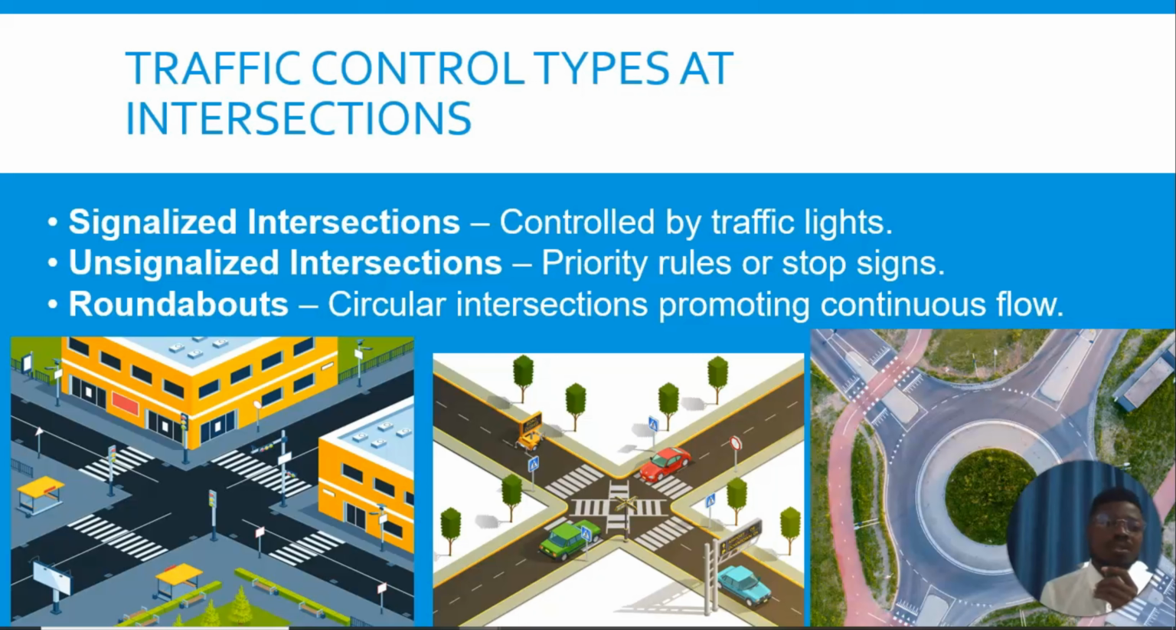So that is what we call the scrambled intersection, but we're not focusing on that right now. We're focusing on the signalized intersection, which means it is controlled with traffic signals, traffic lights most especially. But the unsignalized one uses yield signs or stop signs. And the second picture gives us an example of that. And the third one is the roundabout, that is circular movement, and this promotes continuous flow of vehicles.